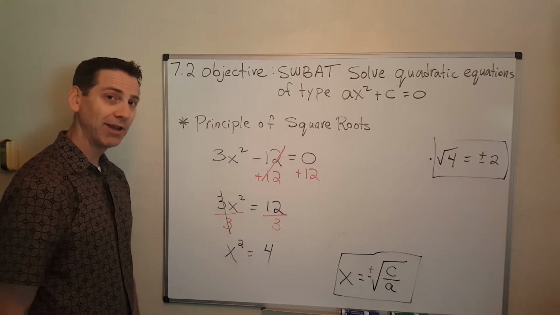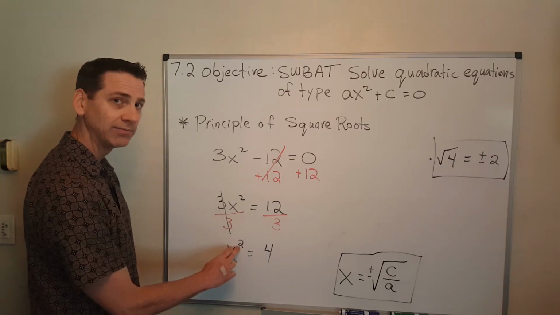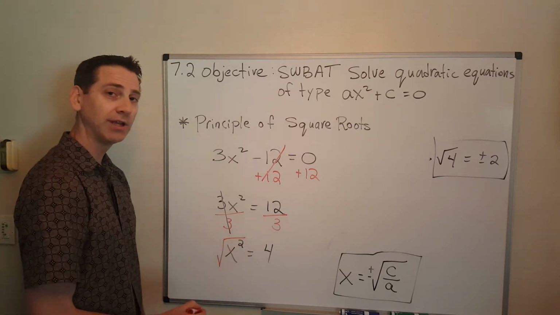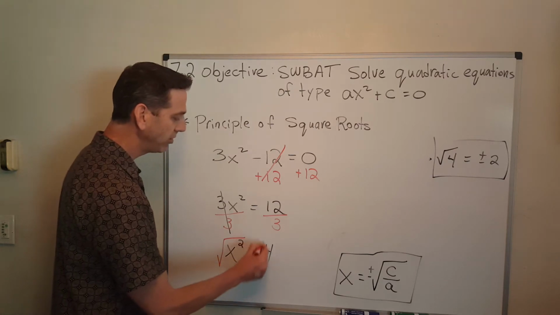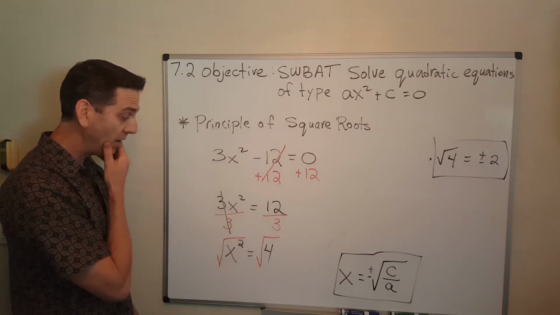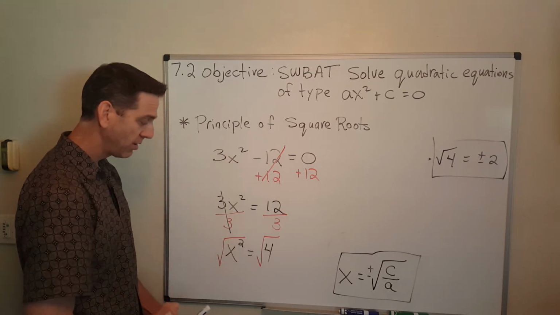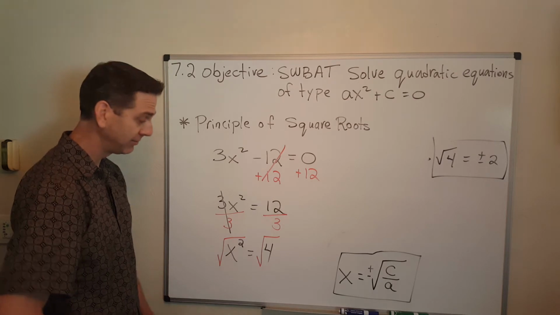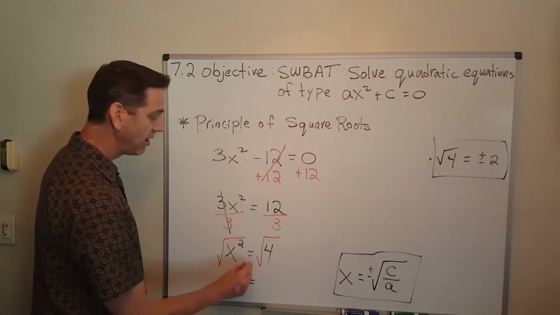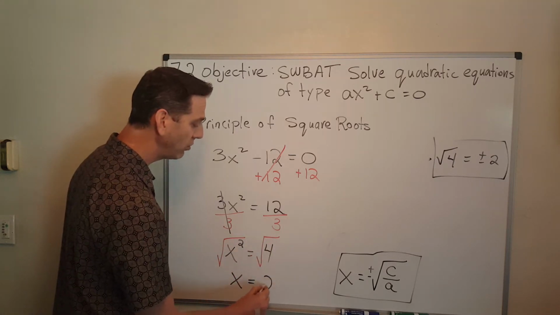Oh, very nice, huh? All right, so now how do I get rid of that square right there? You got it. Do the inverse. Take the square root. As long as you do it to both sides, you're good. All right. So now I got the square root of x squared is x. And the square root of 4, most people would just simply say 2.